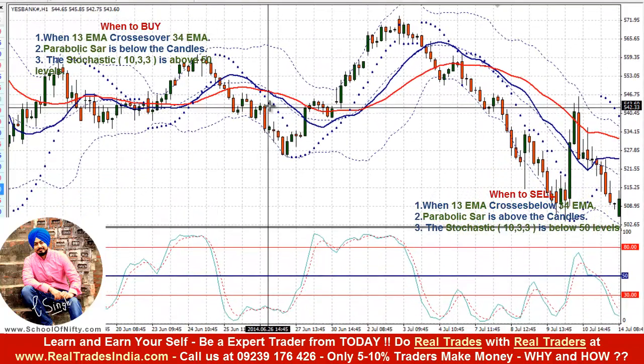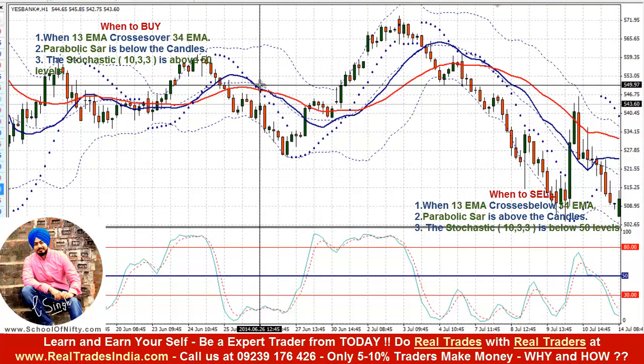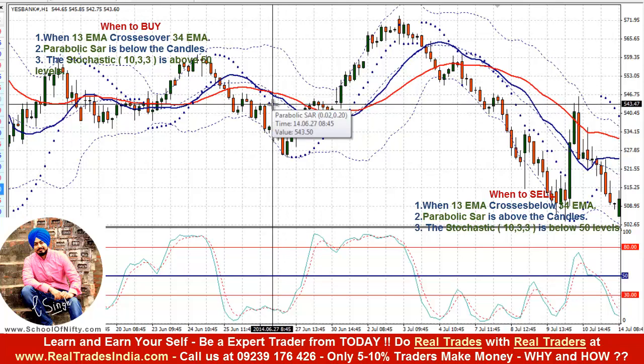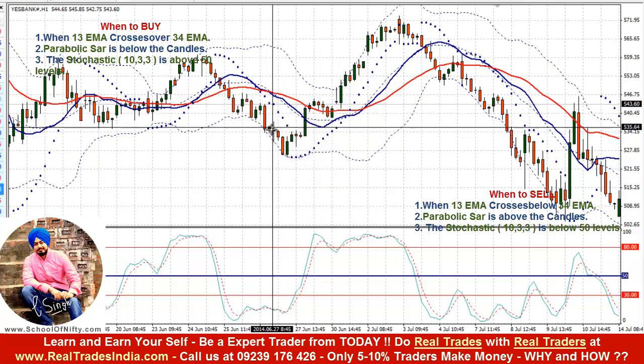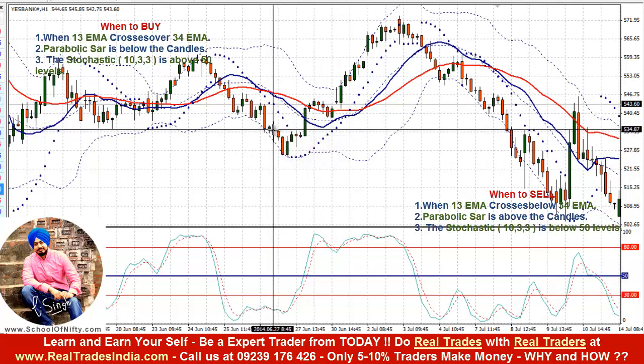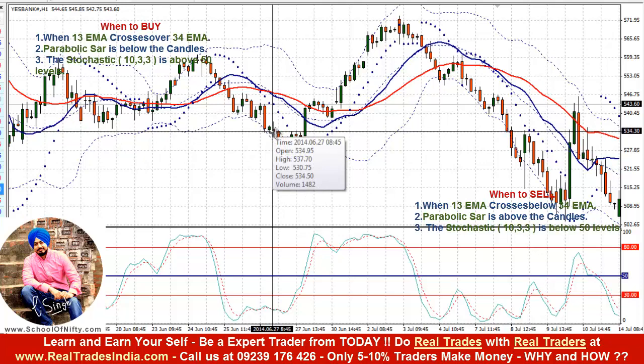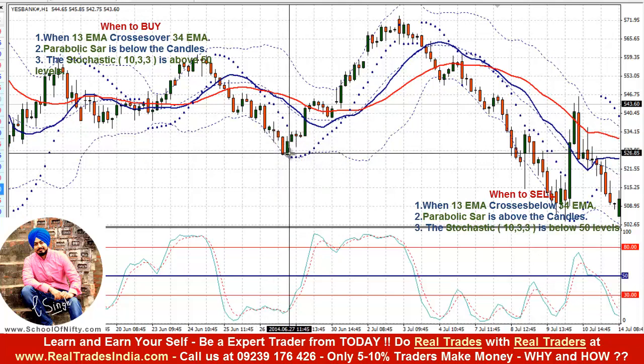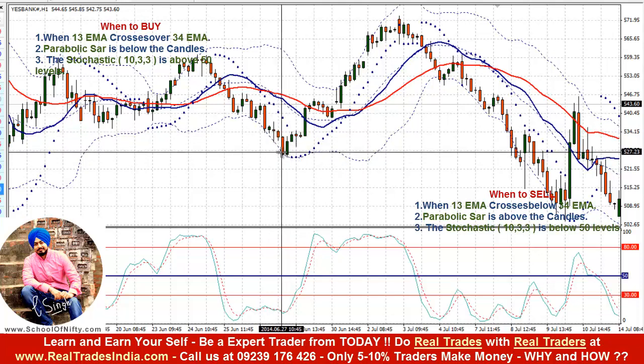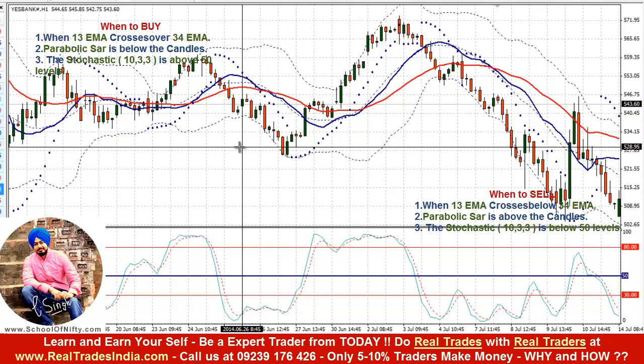So now let me look over here. See what happened, guys, is the 13 EMA crossing below the 34 EMA. The region where I sell after the crossover occurs is around 534, and it has gone down to around 527, which is again smart gains. Fine.